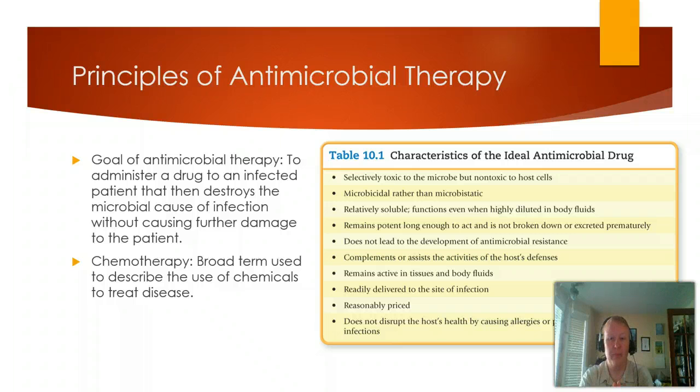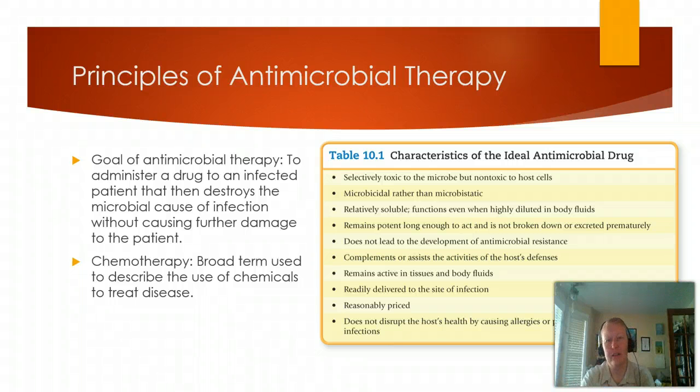Principles of antimicrobial therapy. It's hard for us to believe that the medications that you and I can take now if we get an infection weren't around 100 years ago. It wasn't until 1930 that the first antimicrobials were developed. So it's really amazing how much they've revolutionized the way that we have been able to treat infections. In fact, without penicillin, there would have been a lot more deaths in World War II than there actually were. So the goal of antimicrobial therapy is to administer a drug to an infected patient and have it destroy the microbes without harming the patient further. Now this isn't always a perfect situation, but it is something that we aim for.